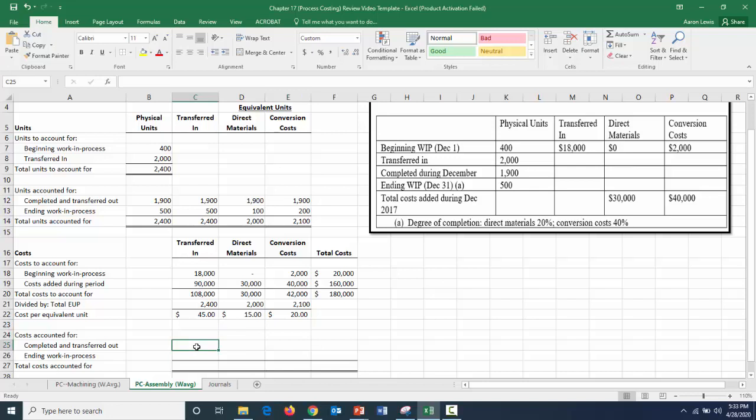So completed and transferred out, we are going to have a cost which is equal to the number of units which we transferred out of the department, 1,900, times the cost per equivalent unit, which was 45 bucks, gives us 85,500. For direct materials, it's the 1,900 units we transferred out times the $15 per equivalent unit of direct material costs.